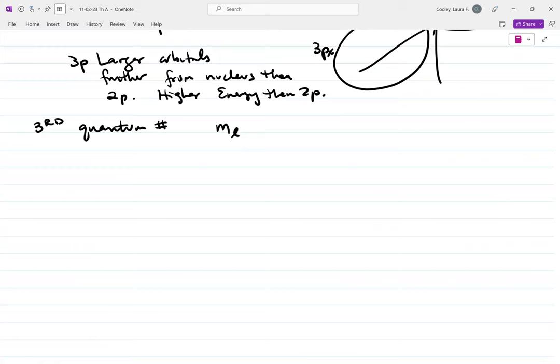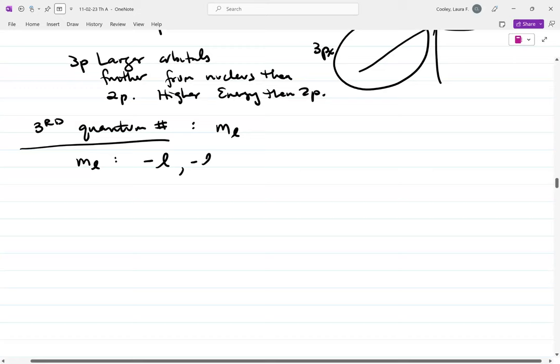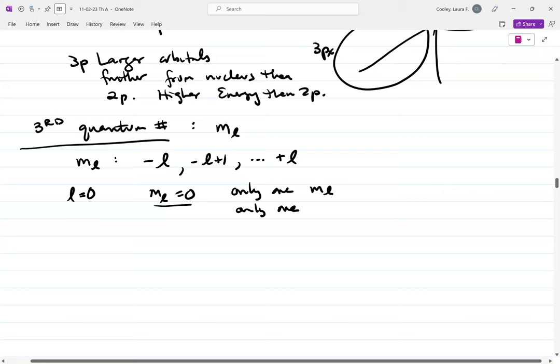Let me just say that m sub l can have values. It starts with negative l and then keeps adding one, so negative l plus one, until you get to plus l, which sounds really complicated, but let's say l equals zero. Then m sub l is negative zero, which is zero. So there's only one of them. The number of m sub l values tells you the number of orbitals in that subshell. So m equals zero, there's only one m sub l, so there's only one s orbital. Any shell can only have one s orbital. That spherical orbital. That's it.